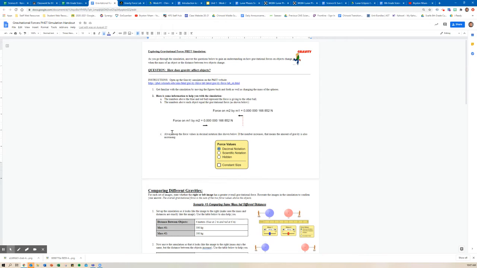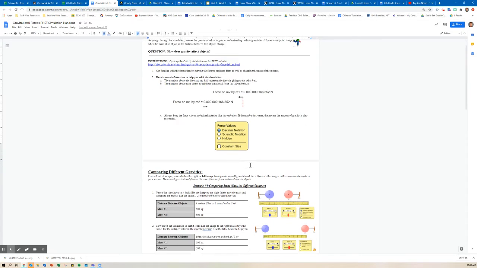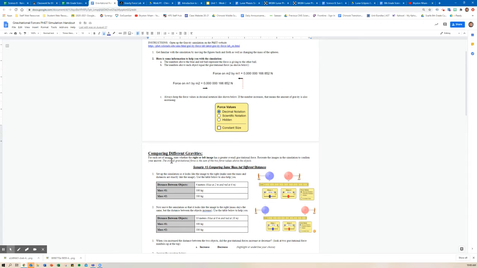Always keep the forces in decimal notation, not scientific or hidden. You're going to need that. If the number increases, that means the amount of gravity is also increasing. Okay. So now we're going to compare different gravities.